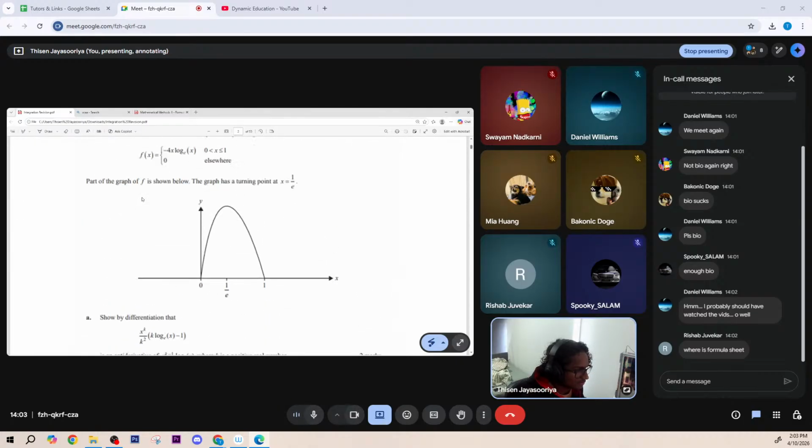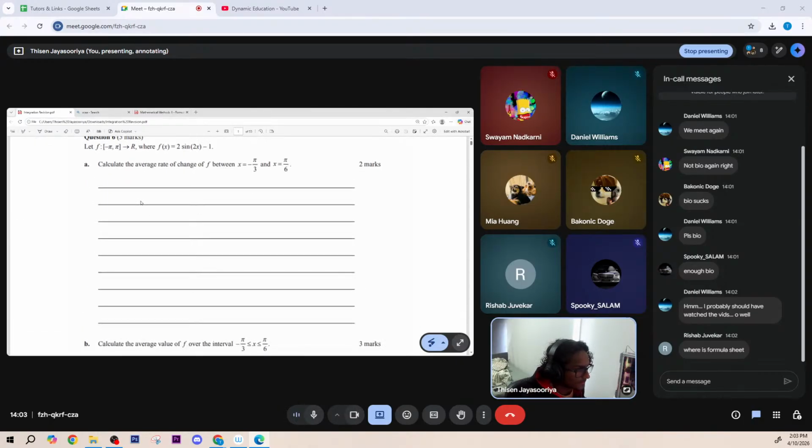So let's have a little bit of a look at this. This first question here isn't too bad. It says here, let f of x be between negative pi on 3 and pi on 6, where f of x equals 2 sine of 2x, take 1. Calculate the average rate of change of this function. Now, this isn't related to integration. However, they most likely will put integration and differentiation next to each other in some way, shape, or form. They sort of go hand in hand with one another.